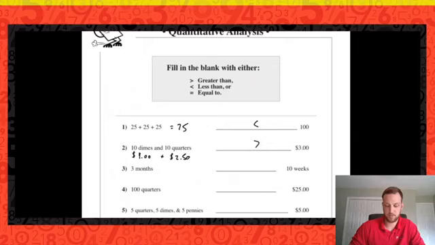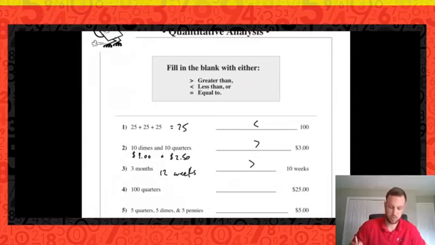It's 3 months compared to 10 weeks. We don't exactly know how many weeks are in a month, right? It changes depending on what month it is. But for terms of this problem, we'll say that a month is 4 weeks. So if that's the case, I have 12 weeks. Compared to 10 weeks, 3 months is greater. 12 is more than 10.